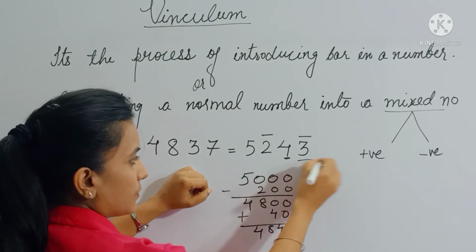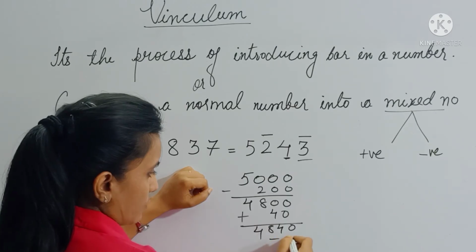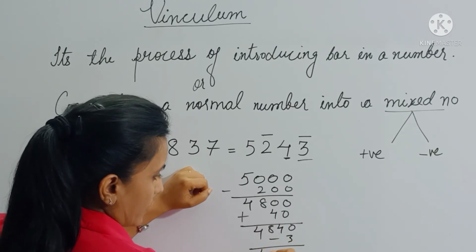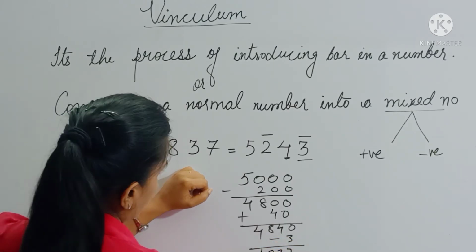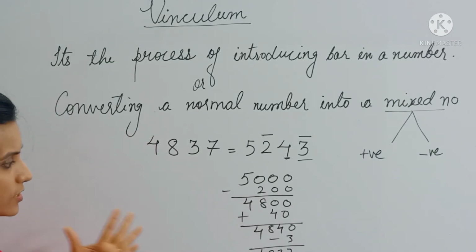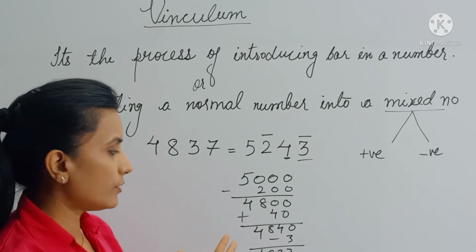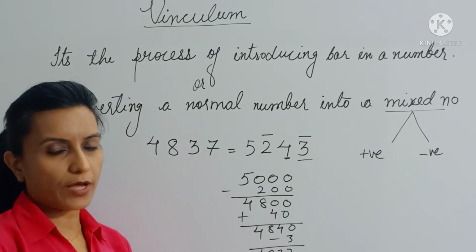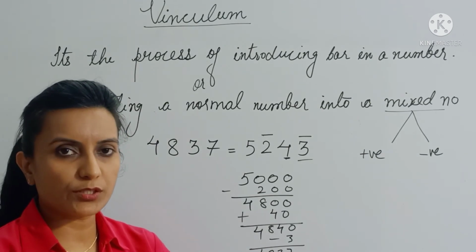Now from this you have to subtract 3, right? So when you minus 3 you will get 4,837. So you can check that this number and this number, they both are same, right? So this is how you can vinculate your number and you can check your answer. So I hope this method is clear to everyone.